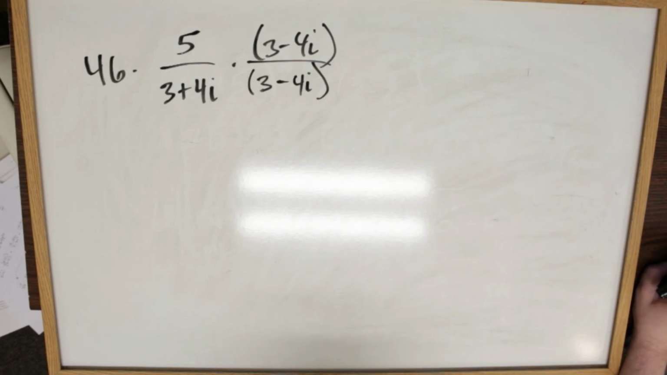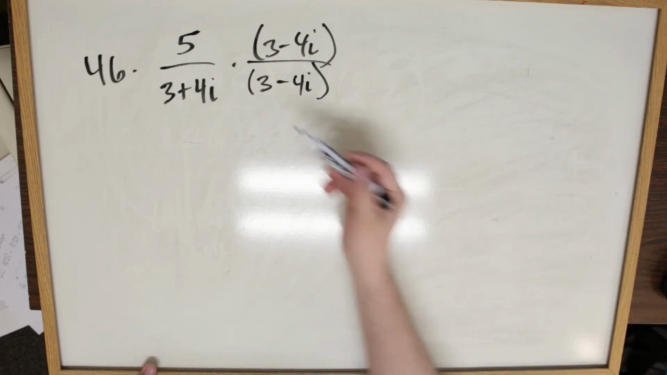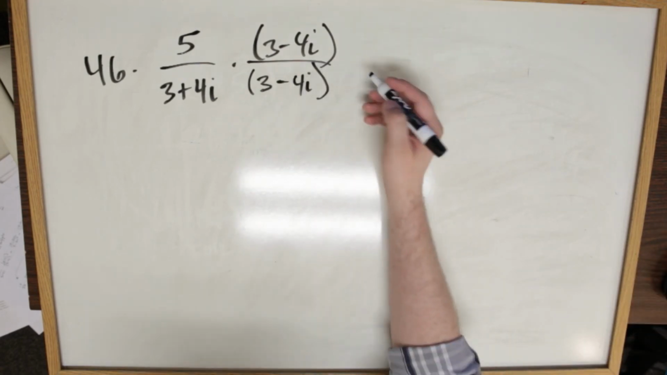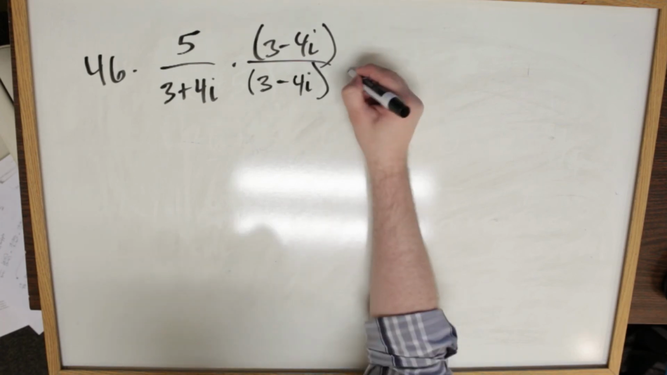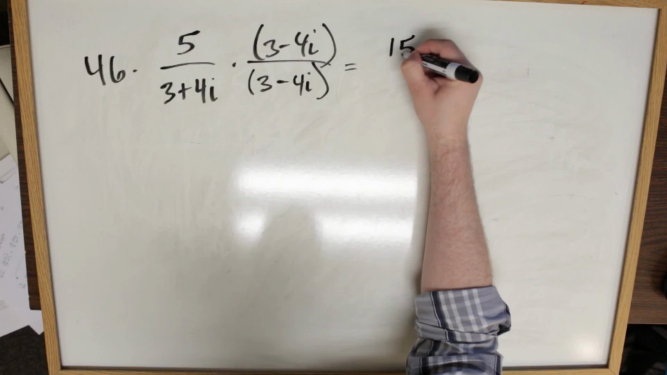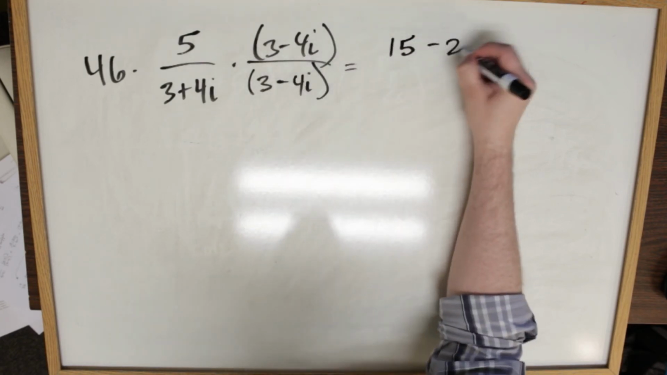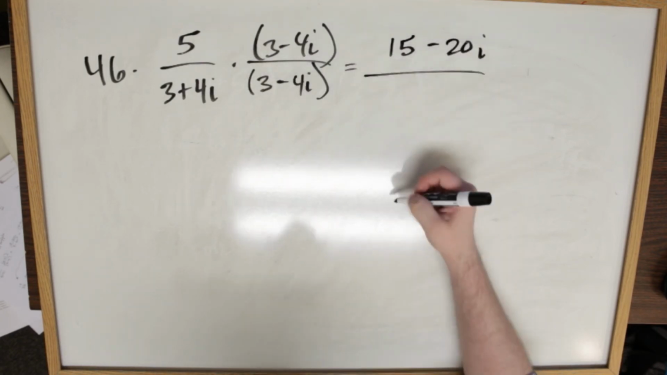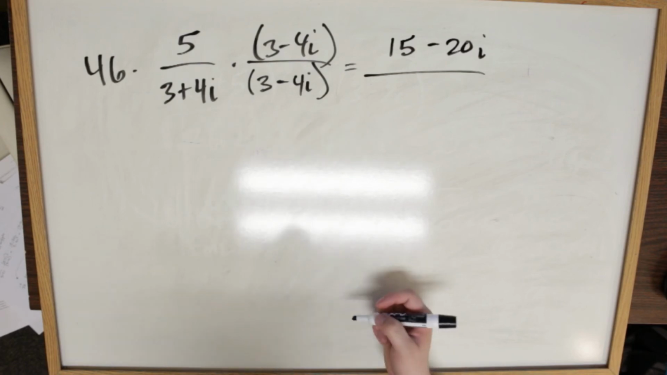All right, so here's what we're going to do, okay? We're going to multiply by the complex conjugate. So we'll do the numerator and denominator separately. So 5 times 3 is going to be 15. 5 times a minus 4i is a minus 20i, okay? Divided by, now we multiply this guy right here.